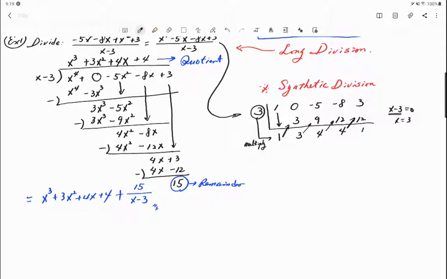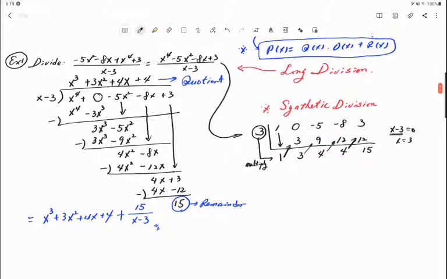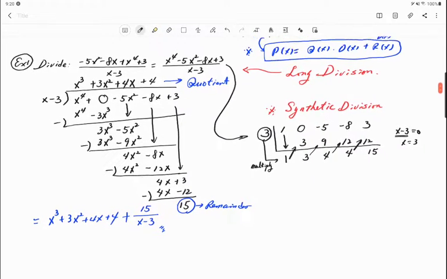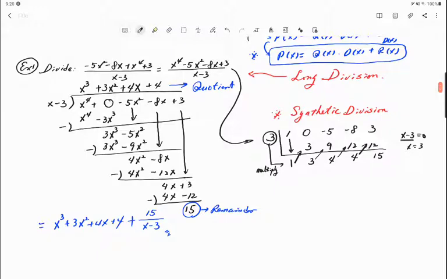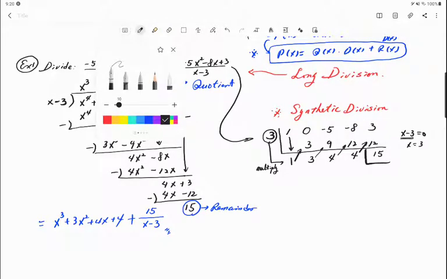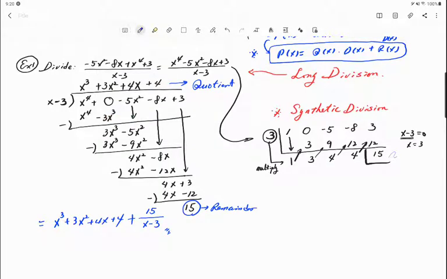Add it. 15. Now for the long division, what we did is we subtracted, right? But in synthetic division, we add. And for the long division, we used x minus 3 as it is. But when we divide using synthetic division, we divide by positive 3. So it's a little bit different. And then make sure to put a little square box like this, so that we know the last part is the remainder, 15.